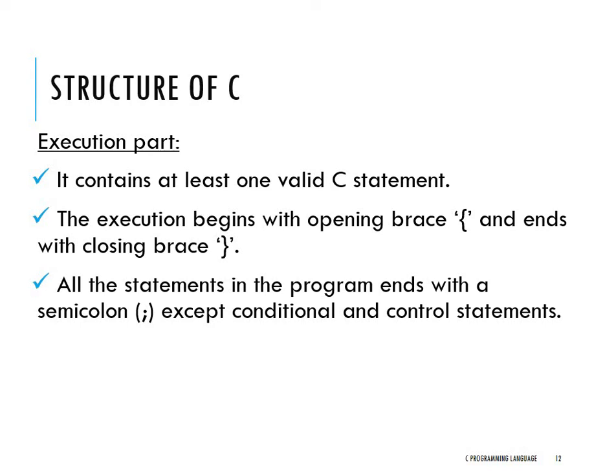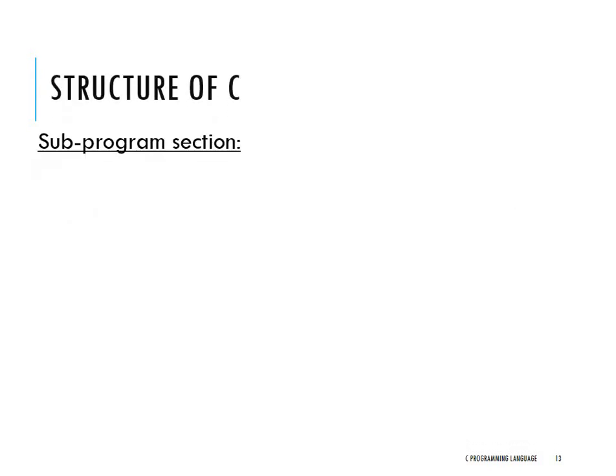Here the programming statements are nothing but programming lines. Each line we can call a statement. The termination symbol, the semicolon, we use at the end of all programming lines except conditional and control statements. Next we are going to see the subprogram.